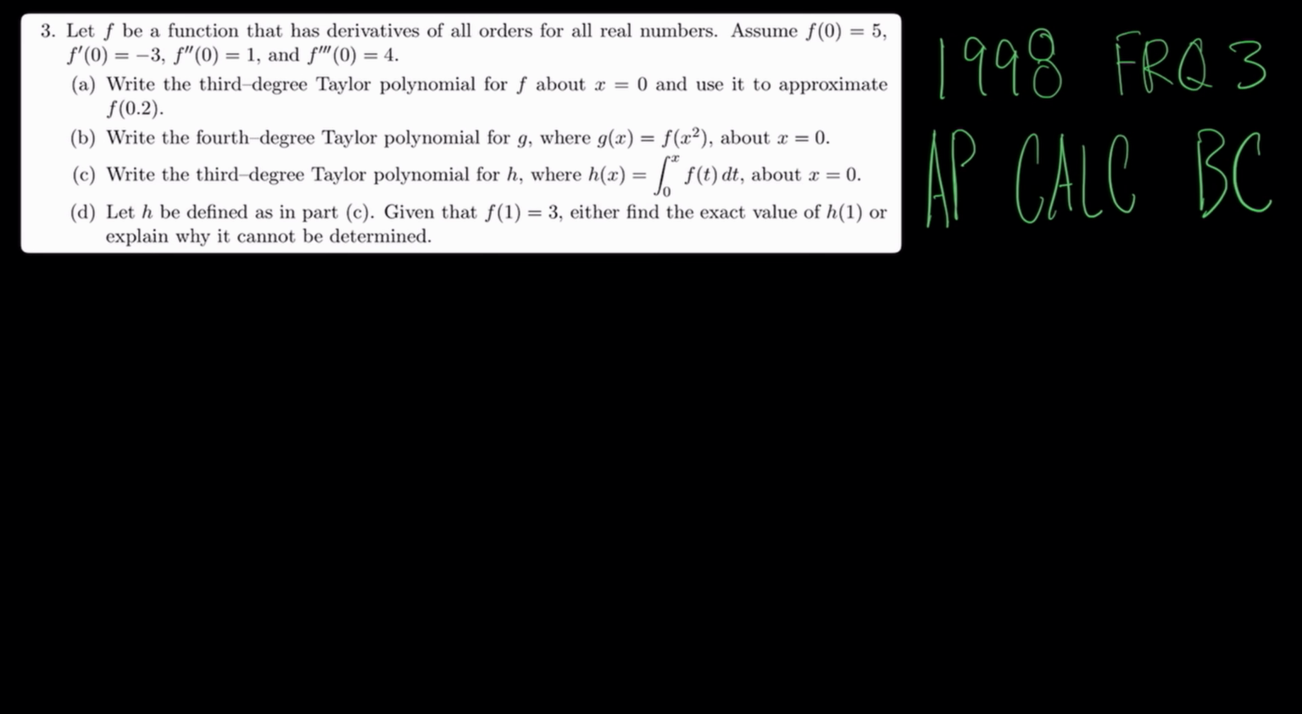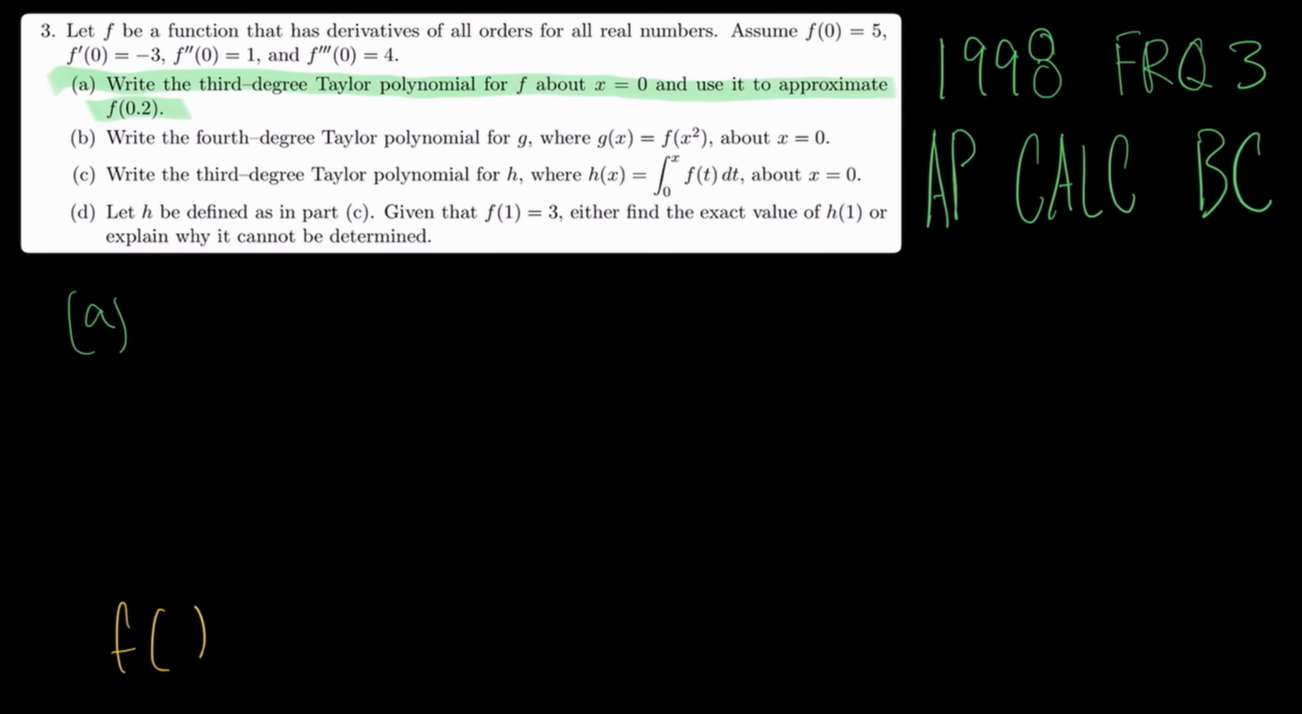In part A, we are asked to write the third degree Taylor polynomial for f and use it to approximate f of 0.2. So to do this, we're just going to use the standard form for a Taylor series, and then we're going to end it at the third degree. So just to quickly recap, a standard form for a Taylor series would look like this.